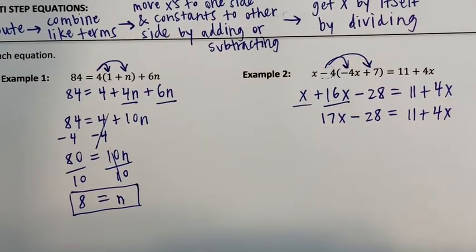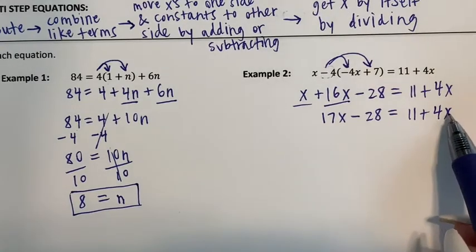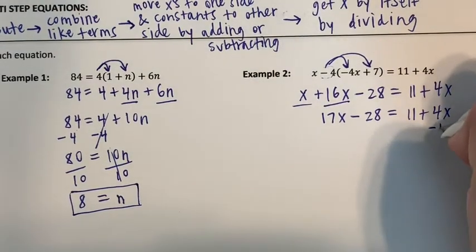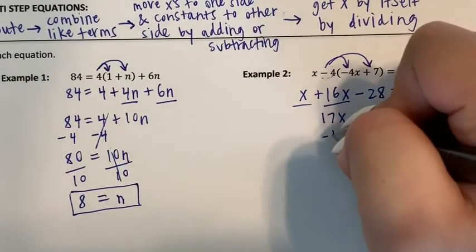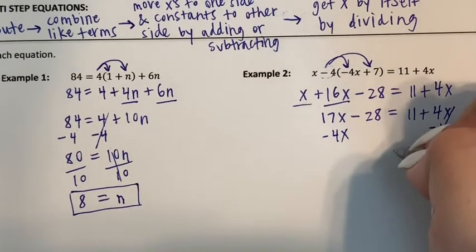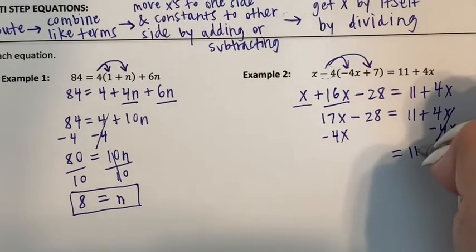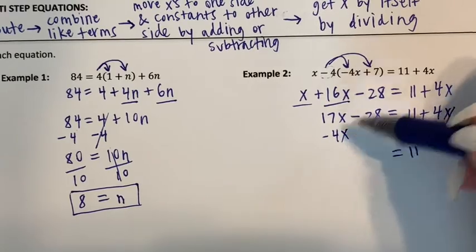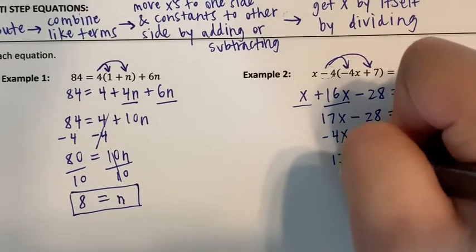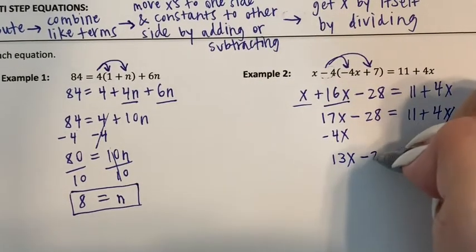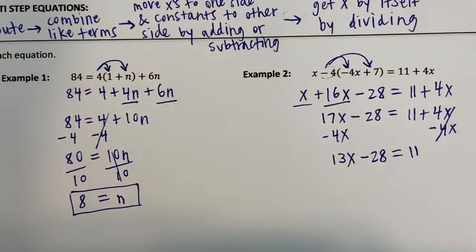I want to get my x's to the same side. So I'm going to move a positive 4x by subtracting 4x from both sides. So now I'm left with just an 11 over here. 17x minus 4x gives me 13x. And I still have the constant minus 28.